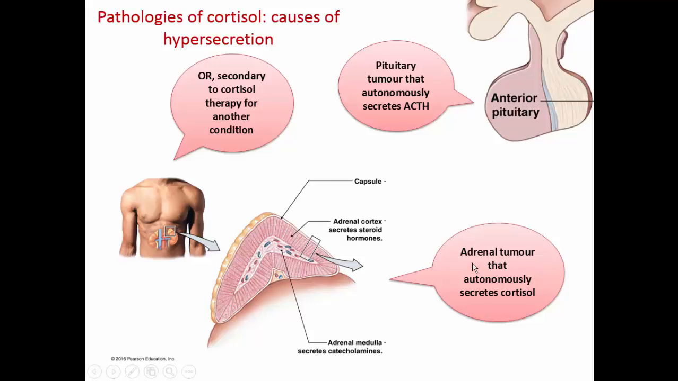It could be an adrenal tumour, so a tumour in the adrenal gland itself that autonomously secretes cortisol. Alternatively, it could be secondary to cortisol therapy for another condition. Remember that cortisol is an important pharmaceutical drug, and it can be administered to patients who have inflammatory conditions or to prevent organ rejection. So in this case, if a patient is receiving cortisol as a therapy, then it can lead to excess cortisol.